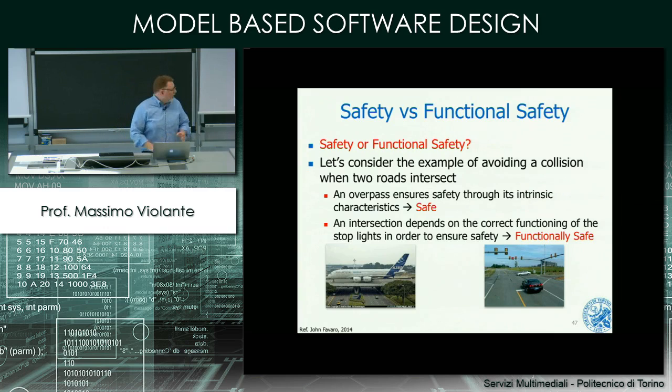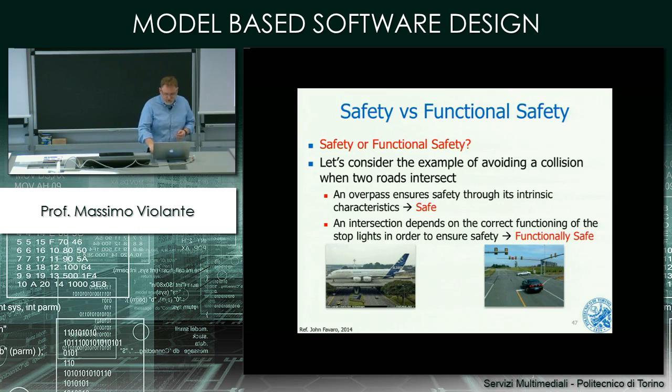The other example is safe. There is no particular functionality there to regulate the access to the intersection. It is not needed because the two roads never intersect. Okay? Is this clear?